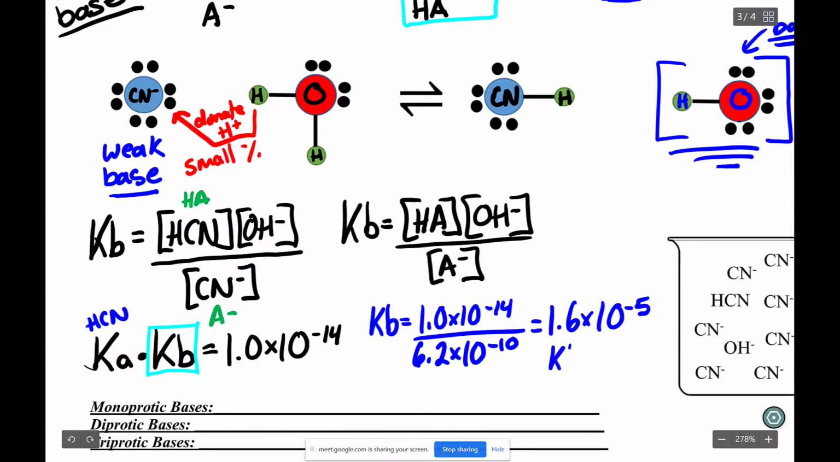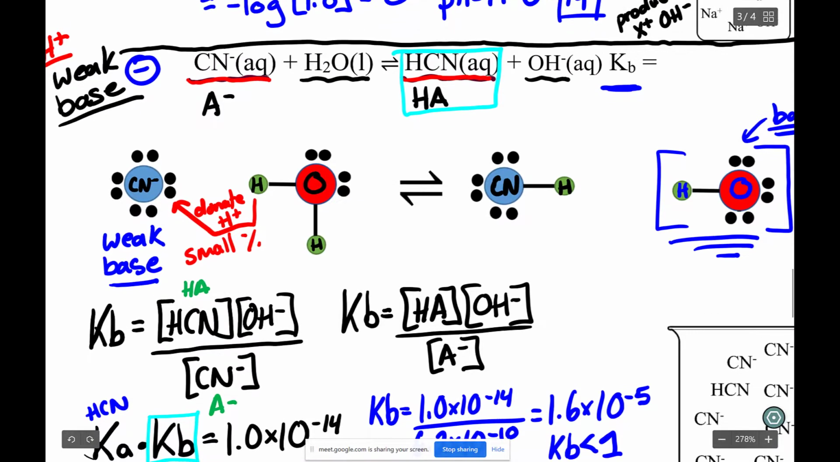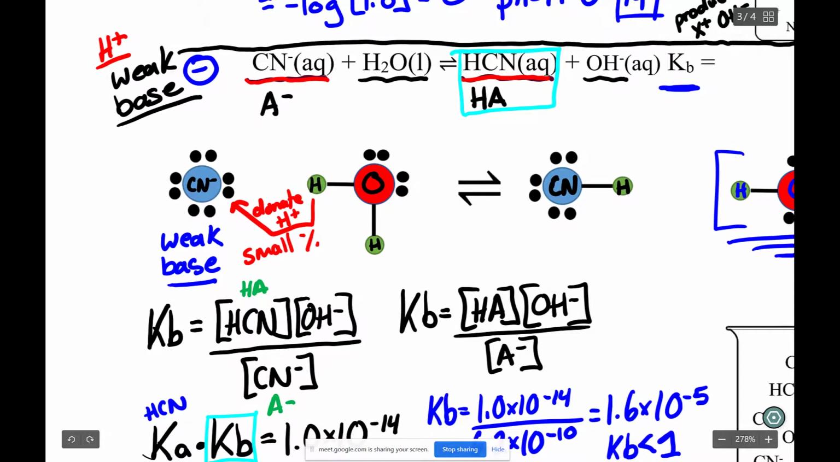You'll notice the Kb is less than 1. So weak bases ionize in water or react with water less than 100%. And realistically, they all do it less than 50%. They really favor the reactant side, and there's always going to be more reactants than there are products.